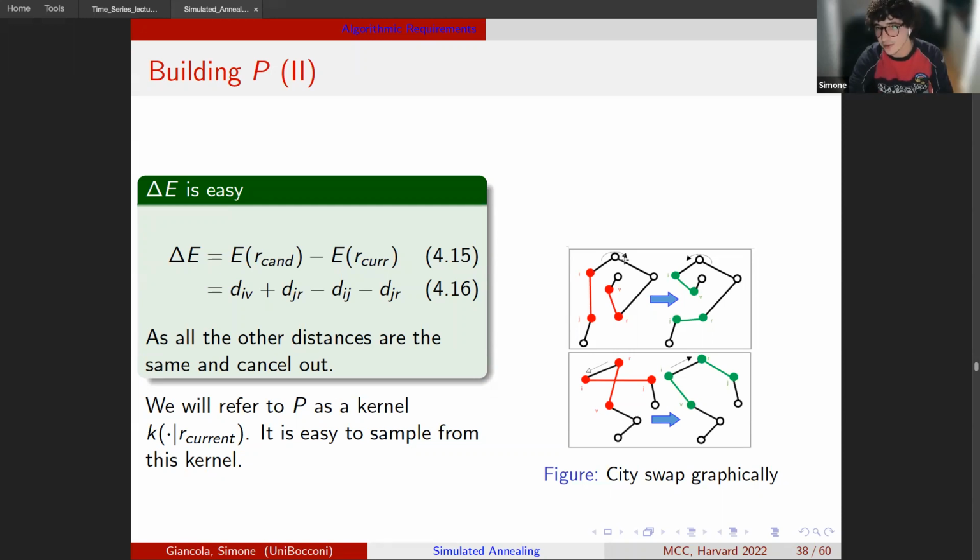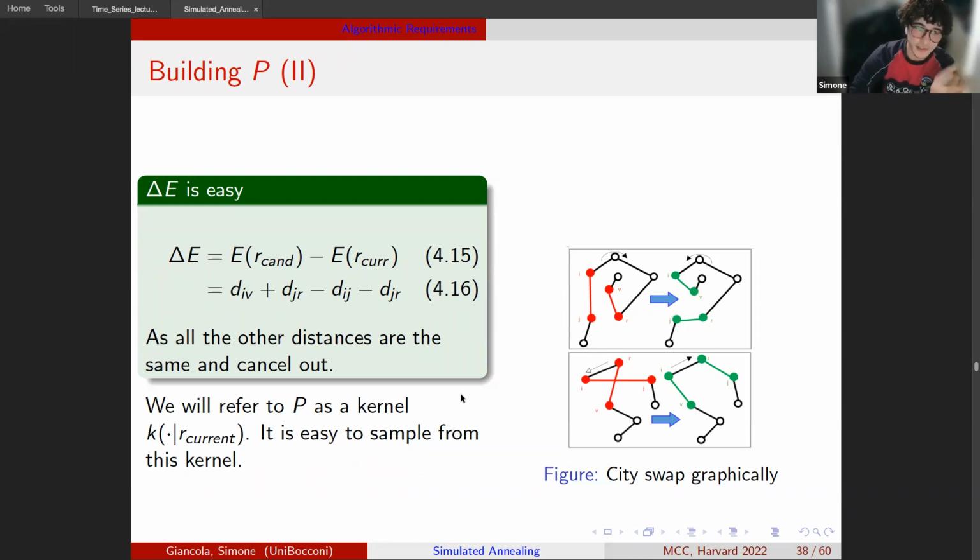Indeed, all the other parts of the route are the same. So these parts of the distance evaluation can be kept constant. And if we subtract one configuration and another in terms of distance, the difference will be just the changing edges of this route.